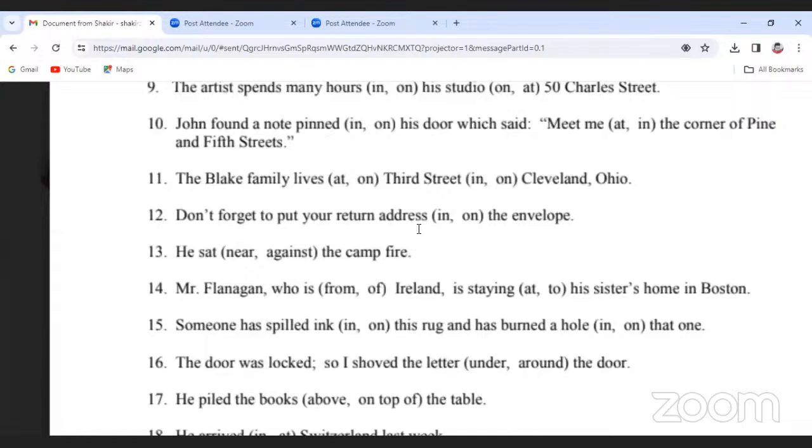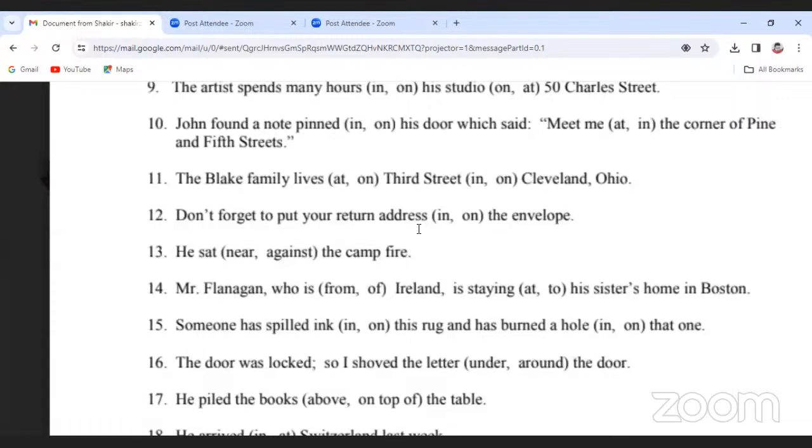Mr. Flanagan, who is dash Ireland, is staying dash his sister's home in Boston. Number 14, the answer is Mr. Flanagan, who is from Ireland, is staying at his sister's home in Boston. From and at are the correct options. We move to 15.